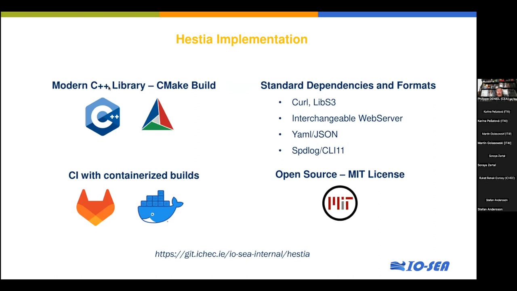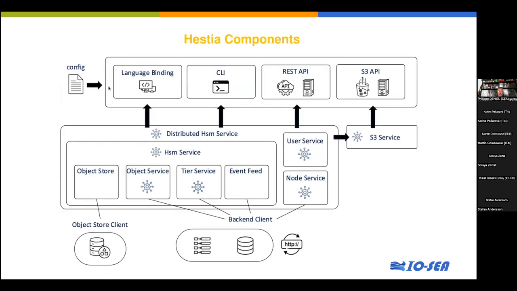So the STR component has been developed by the iCheck people. So you can see their address to their Git. It's based on CMake for compilation. It's based on standard components such as curl, lib3, and YAML JSON. And it has been propagated using the open source MIT license.